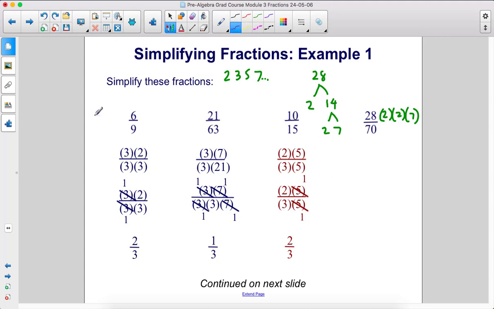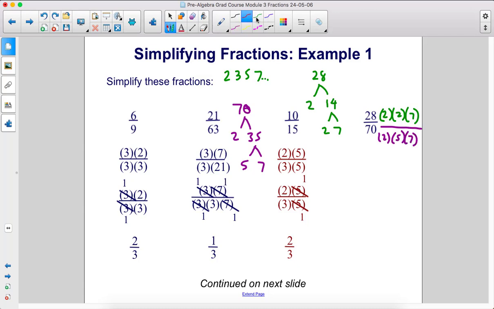So I'm going to write it over here. 70 is divisible by 2 times 35 is 70. 35 is not divisible by 2. 3 plus 5 is 8, so it's not going to be divisible by 3. It is divisible by 5. So 5 times 7. Therefore, we are done. 2, 5, and 7.